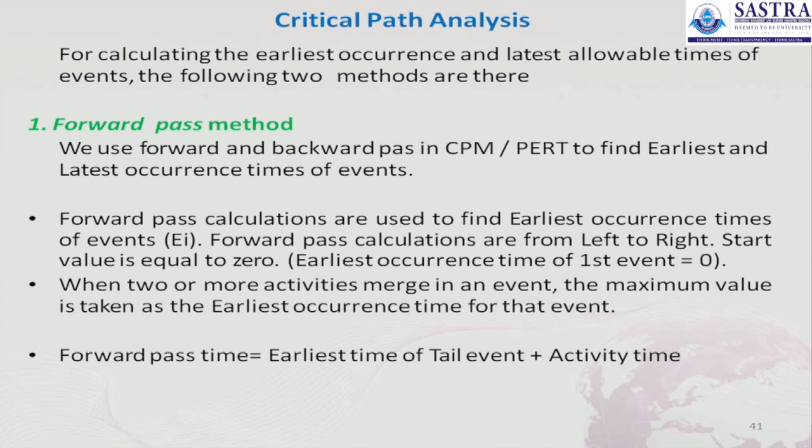And when two or more activities merge in an event, the maximum value is taken. Suppose for example there are 3 nodes, 1, 2, 3, and two activities merging. From the two activities, we have to take the earliest value, that is, we have to take the maximum value. Through the problem, we are going to discuss all these things. And the forward pass time is equal to the earliest time of the tail event plus the activity time. So this is the formula for forward pass time.